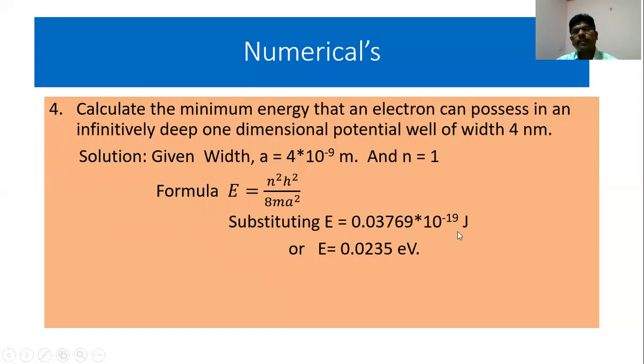Here we have made an attempt to convert joules into electron volts. And the answer over here in electron volts is E equal to 0.0235 electron volts. So this is the concept we have learned in particle in a one-dimensional box, wherein we can find out the energy of the particles.